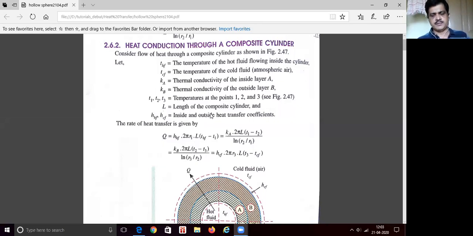Note the difference from the plane wall. We have studied composite walls. In the composite walls, when we take different thicknesses of the walls, all walls are having plane surfaces. But here, heat conduction through a composite cylinder. You can see here in the sketch.